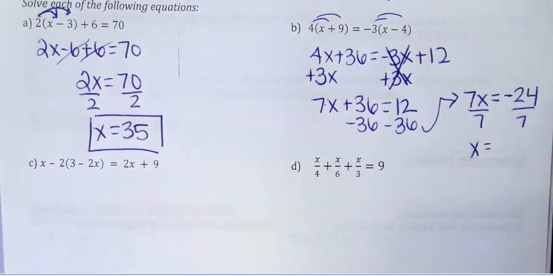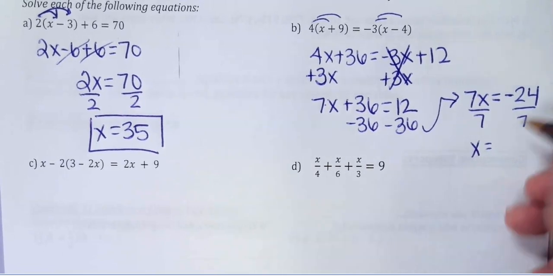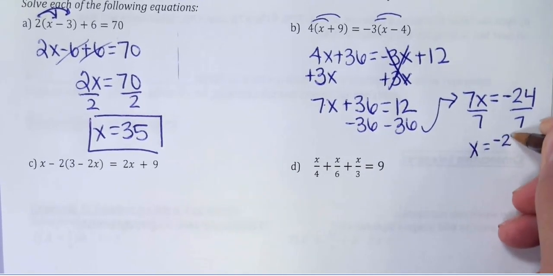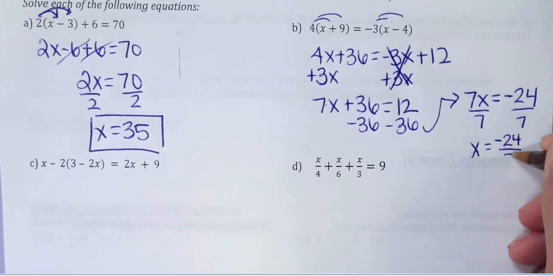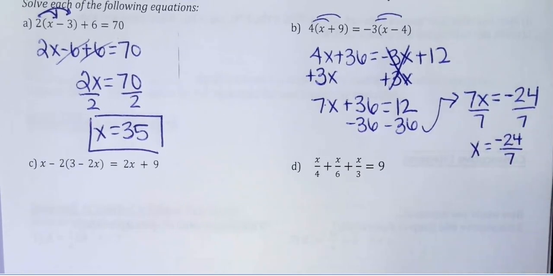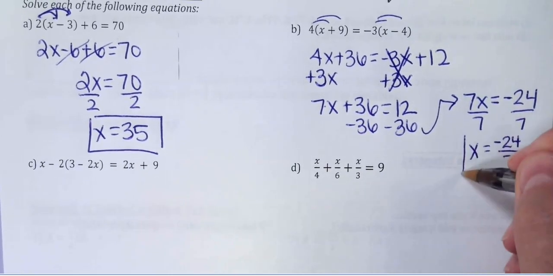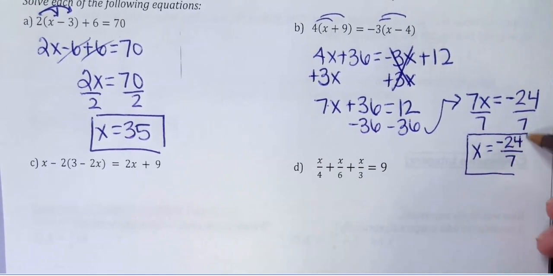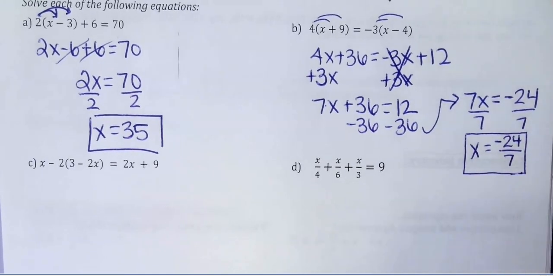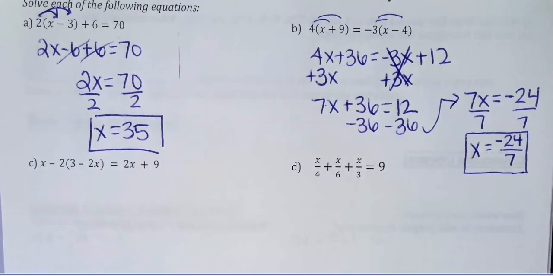Now, it's up to you. I usually just leave the answer as a fraction as long as it's reduced. That's perfect. 7 doesn't divide or reduce into 24 at all, so I would just leave that like it is. That's an exact answer. If you want to round it to 2 decimal places, if it's kind of a nasty decimal, that would be good. I'm just going to leave it as a fraction, so that way I have an exact answer and I'm not rounding anything.